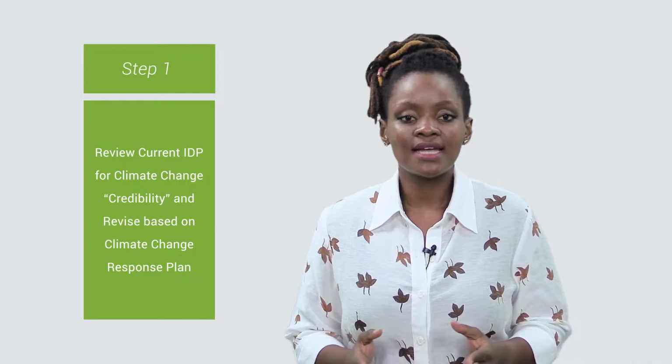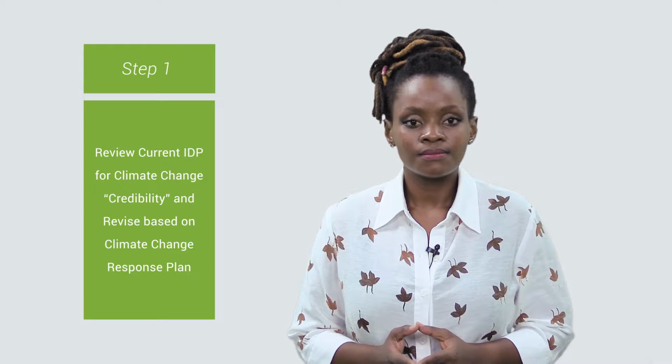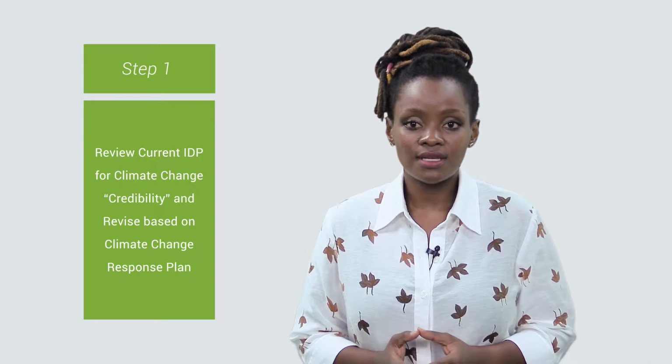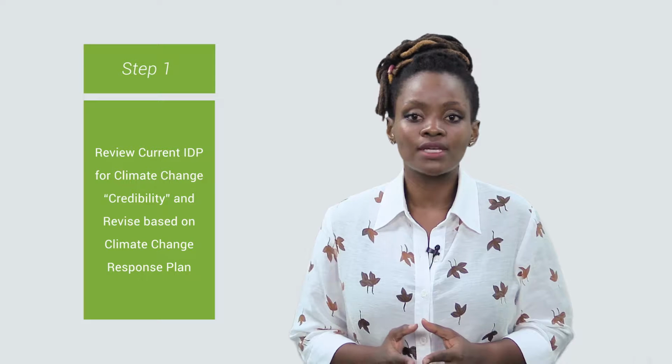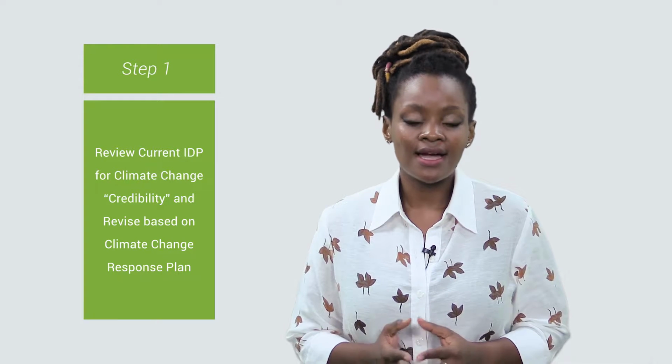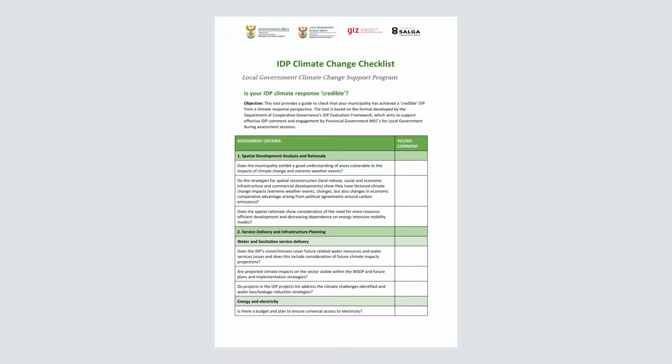The first step in this process aims to assess whether your existing IDP is climate change credible. This process allows you to check your municipality's IDP and determine whether it already includes climate change issues in each of the key areas. A checklist has been developed for this review process and is included in the Let's Respond Toolkit guide. The checklist looks at different climate change assessment criteria under key sectors and asks whether or not these particular criteria are covered in the IDP. This is what the climate change credibility checklist looks like.